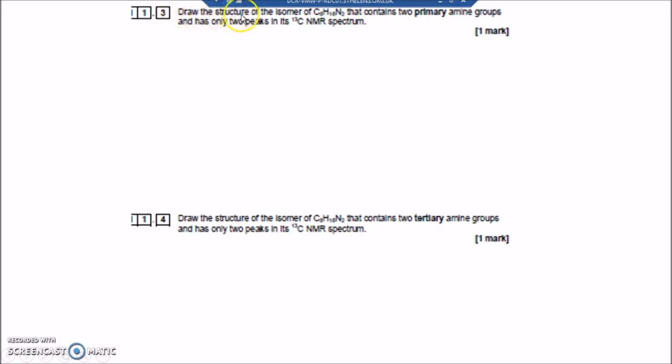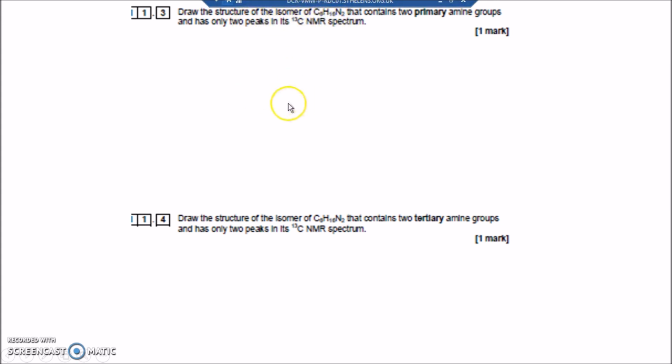Question 11.3. Draw the structure of the isomer of C6H10N2 that contains two primary amine groups. So what's a primary amine group? Primary amine means that the N is bonded to one carbon only. A nitrogen has 3 bonds, so the other 2 bonds must be H's. So it must be NH2 and a carbon. And it's got 2 of these NH2 groups on there, and yet it's only got 2 peaks in its carbon-13 NMR spectrum, even though it's got 6 carbons. That gives you a clue.